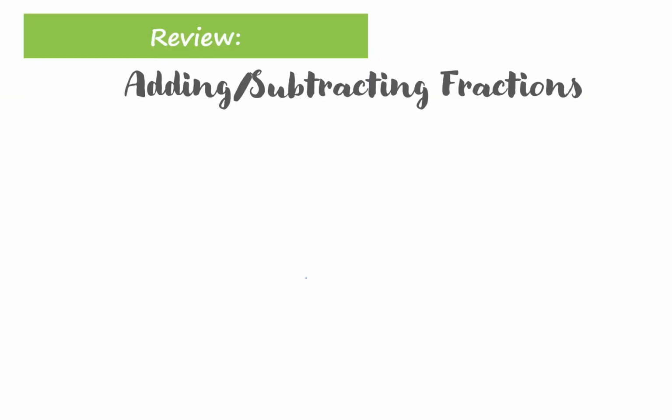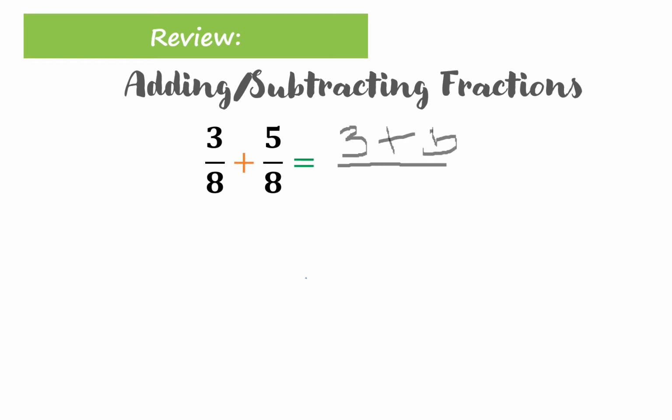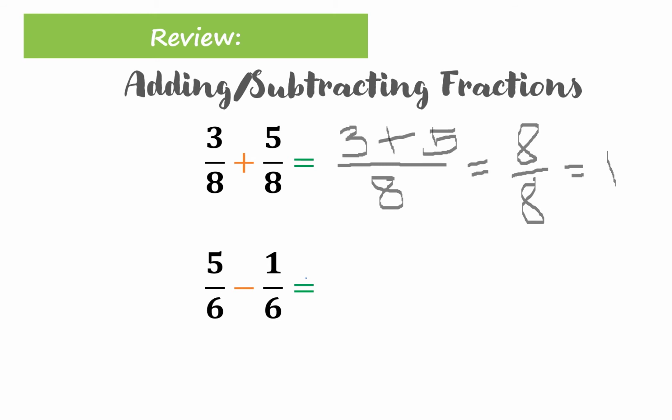Let's start with a review of adding or subtracting fractions. When the denominators are the same, all you need to do is add the numerators and copy the denominator. So, 3/8 plus 5/8. Add the numerators and then copy the denominator. That will be 3 plus 5 is 8/8. To simplify this, 8/8 is equal to 1. That's it. Another example, 5/6 minus 1/6.